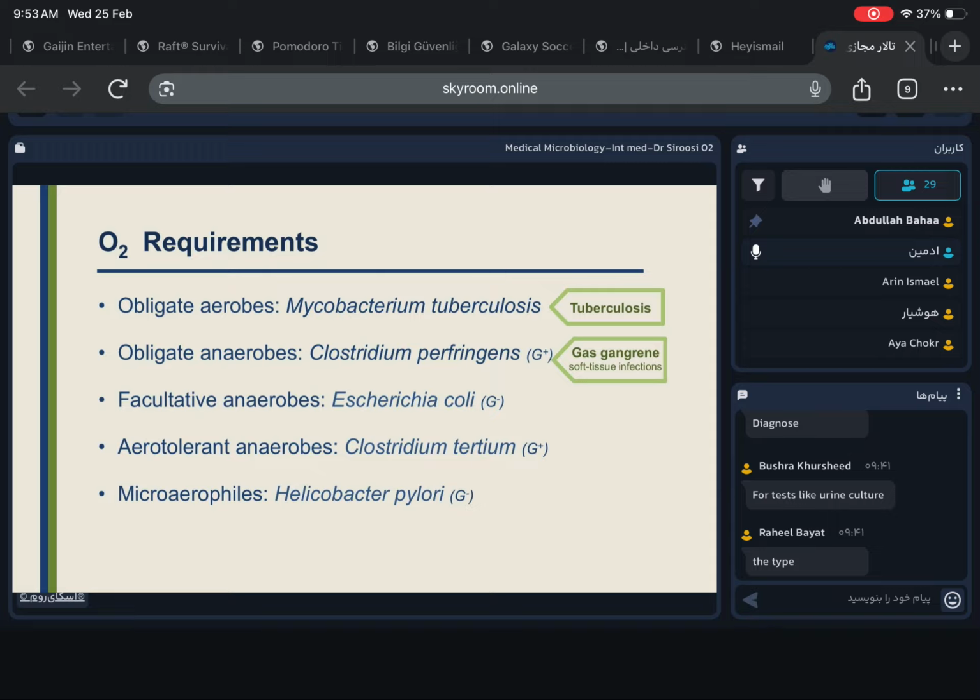So based on the oxygen or molecular oxygen requirements, bacteria are categorized into 5 groups. First of all, we have obligate aerobes. They need molecular oxygen for their metabolism and growth. An example is Mycobacterium tuberculosis. It's the causative agent of tuberculosis.